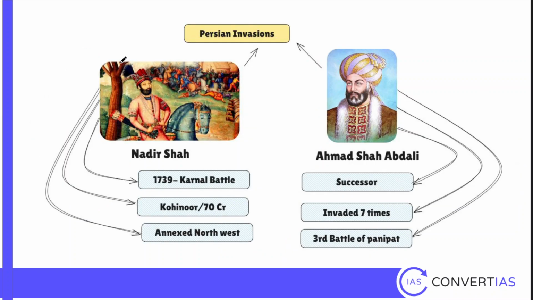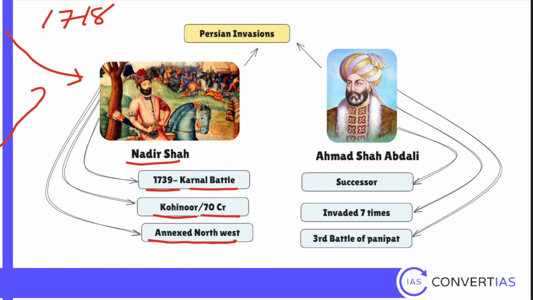Now, very important. Banda Bahadur leaves by 1718. Now what will happen? The Mughals are weak, so invasions will come from Persia. The first one to come, Nadir Shah. In 1739, he fights the Battle of Karnal, plunders the Mughal wealth, and takes away 70 crore, including the Kohinoor. He annexes the northwest region, that is an influential region of the Sikhs. So this creates anarchy in the region.